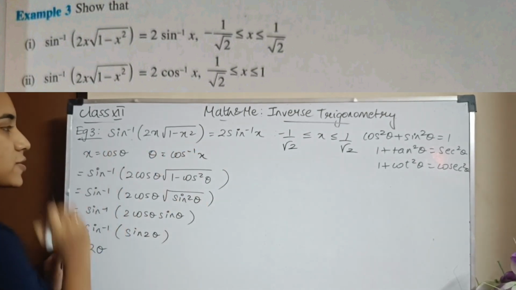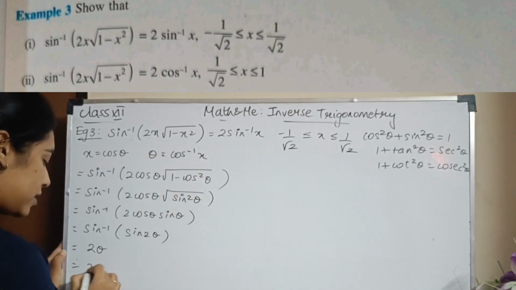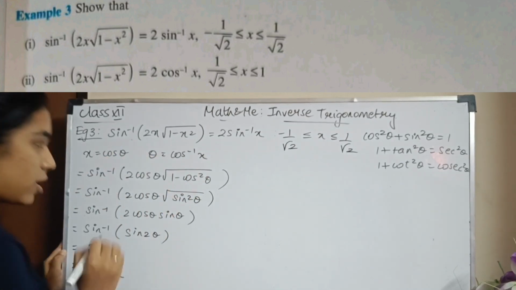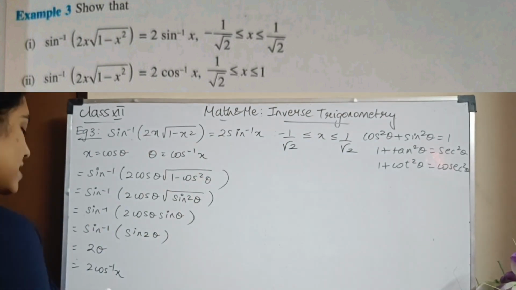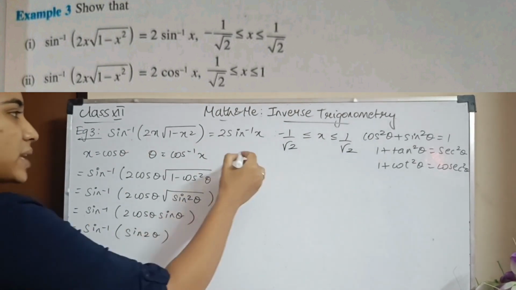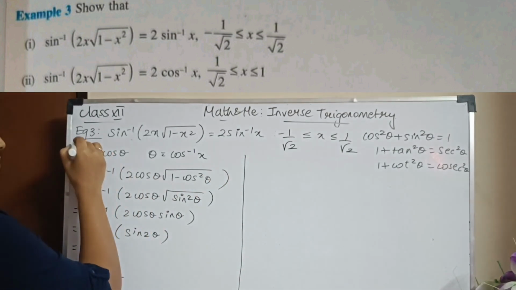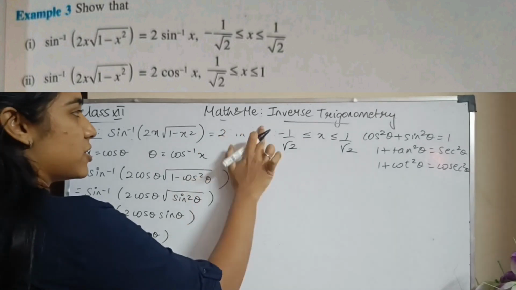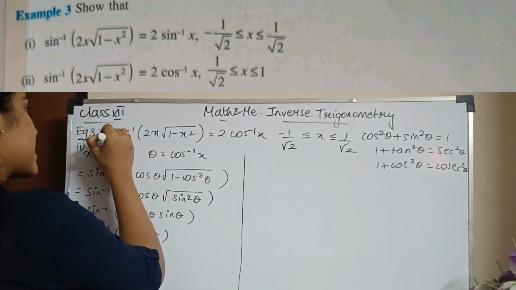You agree? When the cos goes to the other side, it becomes the inverse. So cos inverse of x equals theta. But then it is 2 cos inverse of x. But what do you need to prove? You have to prove that it is 2 sin inverse of x. So this is your second subsection. Okay. But what about the first subsection? This is for the second subsection. I'll change the question here. So this is cos inverse of x, second subsection.